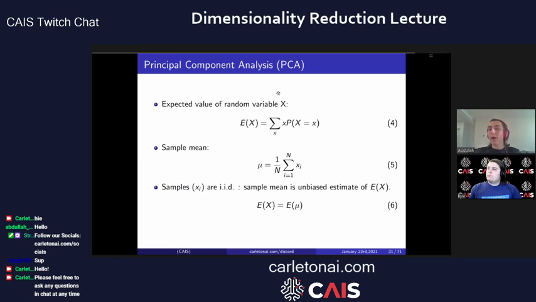So if you have one of your features and you would like to calculate the expected value, one way to do it is simply to look at each one of the values that this feature takes and how many times it happens, which is the frequency, and then you can calculate the expected value. Or you can simply calculate the sample mean, which is simply you go over all your samples and you calculate their mean. And the mean is actually an unbiased estimator of the expected value.